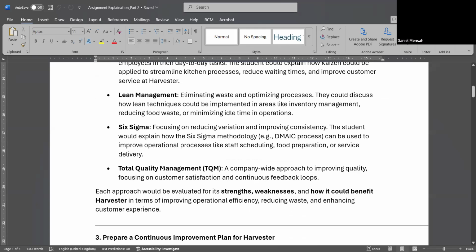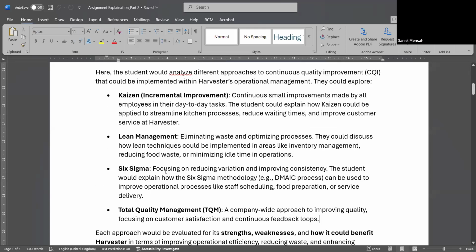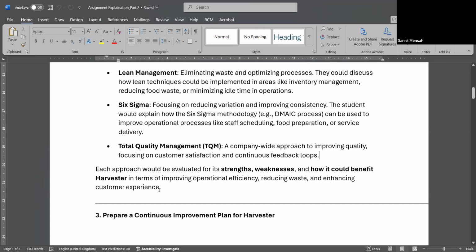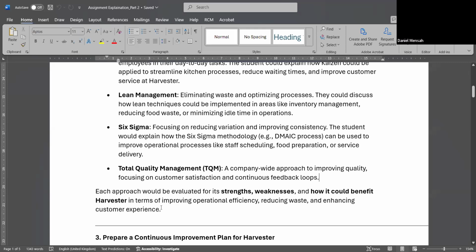So you will be explaining the purpose of each and how it is going to be aligned, or how it will be suitable for your organization. Then when you're doing an analysis, you are going to mention the strengths, weaknesses, and how it could benefit the organization. So this will reflect on the analysis part. So when you are doing these things, this will be considered as analysis. Okay, strengths, weaknesses, and how it can be suitable.